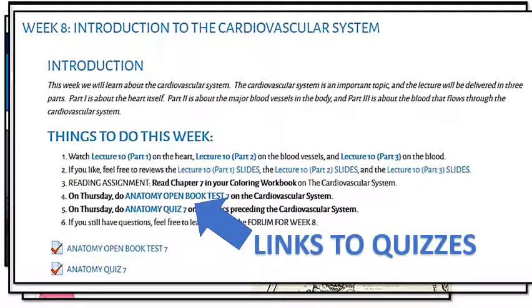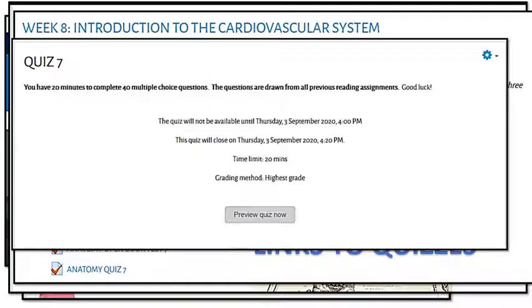Okay, so every week we have an open book test and an anatomy quiz. These blue links here are links to quizzes. If you click on one of those links, for example, you'll see quiz 7. It says that the quiz will not be open until Thursday, September 3rd, 2020 at 4 p.m. So this test is already over with, obviously. And if you try to do the same thing with all of the open book tests and all of the quizzes this semester, you'll see that they will not be open. They will not be available for you to write until Wednesday of every week.